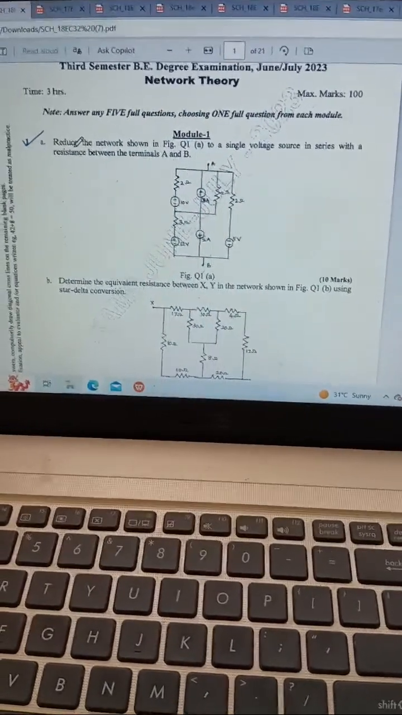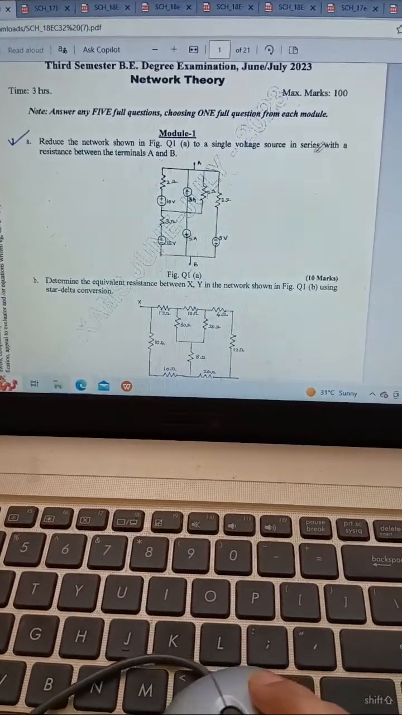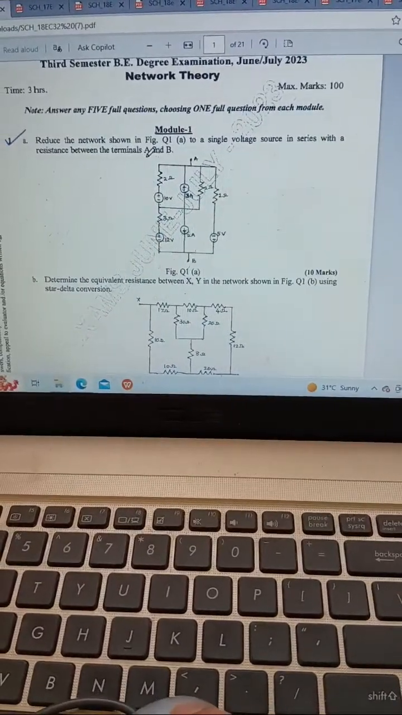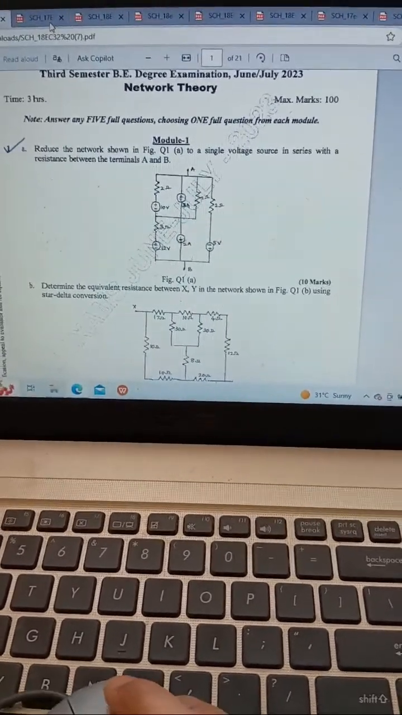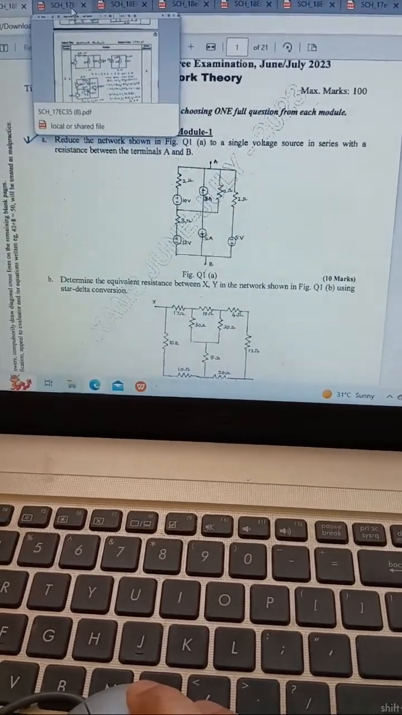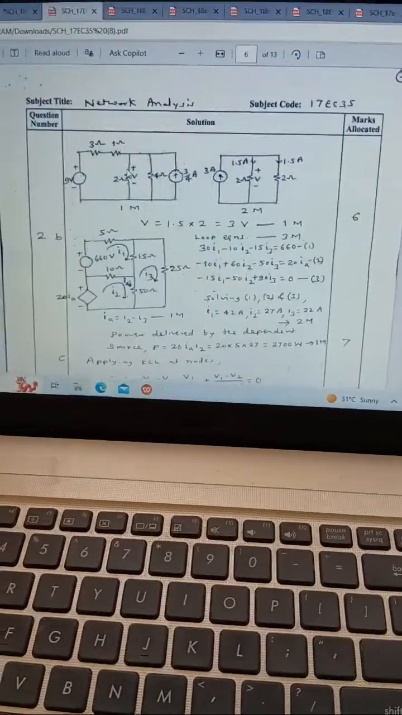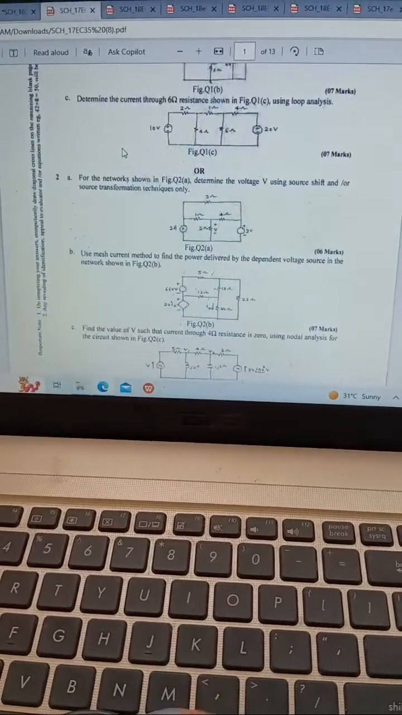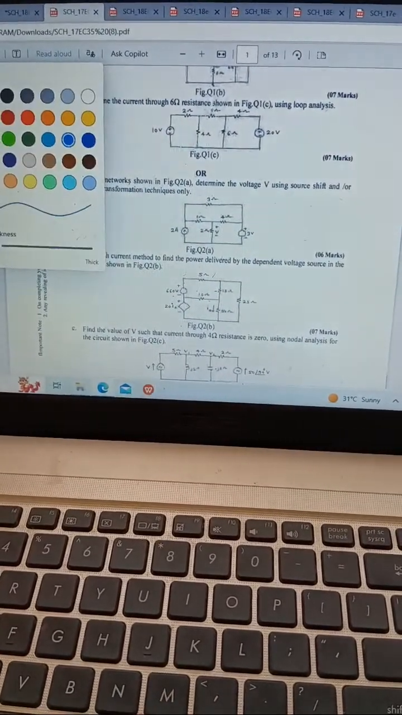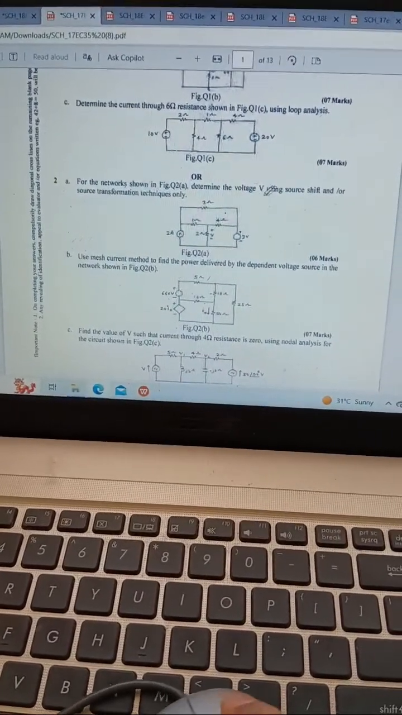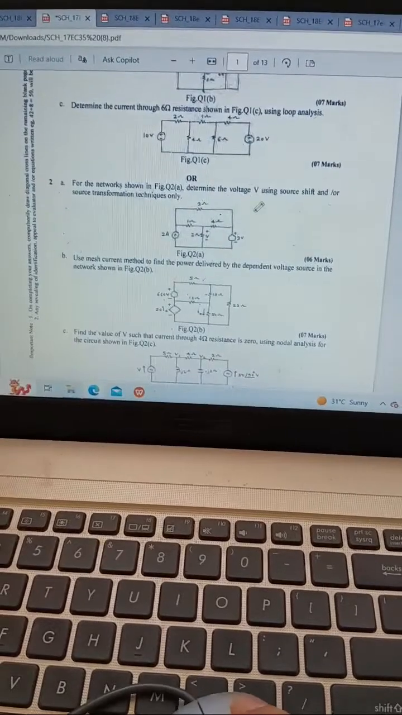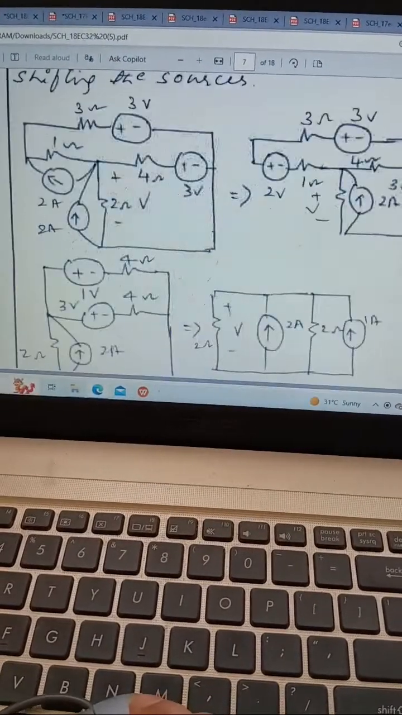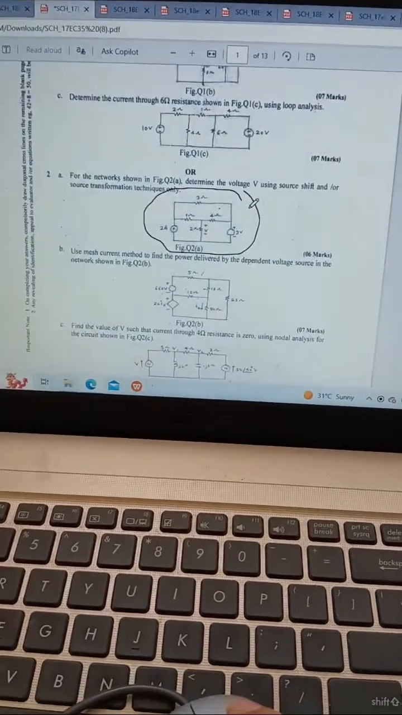See the question: reduce the network shown in the figure, question number 1A, to a single voltage source in series with a resistance between the terminals A and B. This is what I told you, they'll ask you such a question. We are doing it in the live class, the second live class for source transformation and shifting, right? Now the next question I've asked is to determine the voltage V using source shifting and source transformation techniques only. This is one question which I have already discussed in this particular paper, and it is the same question.